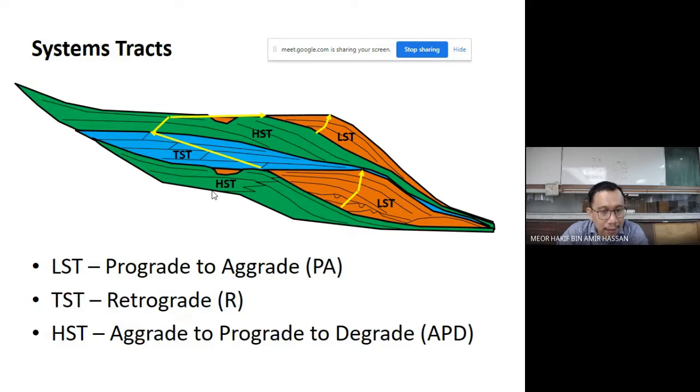During the highstand, it aggrades, then it progrades, because relative sea level is slowing down and starting to fall. When you get a fall, you get another unconformity at the top. So you get an aggrade to prograde kind of pattern, and the cycle continues with another sequence at the top. But that is a very simple story.